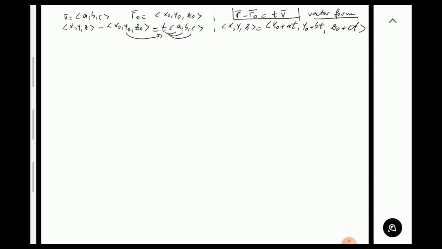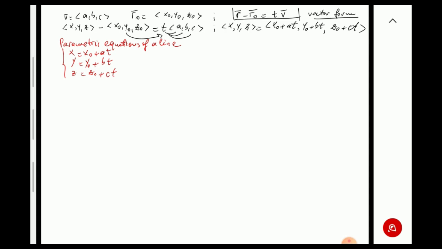This is what you will see more often in various examples. These are the so-called parametric equations of a line. So this is just simply stating the equalities component by component. X equals x naught plus at, y equals y naught plus bt, z equals z naught plus ct.